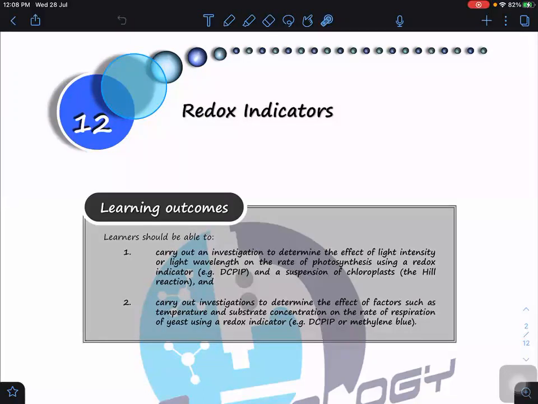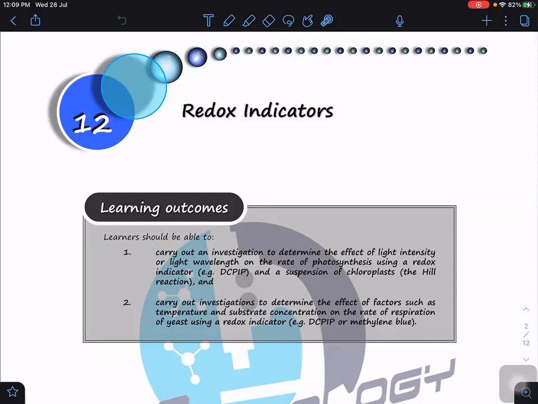Therefore, we're going to look at how this redox indicator can help us to determine the rate of reactions under a particular condition. For example, for photosynthesis, we look at these three factors: light intensity, temperature, and CO2 concentration, in terms of the redox indicator. If we talk about respiration, then we focus on the temperature.